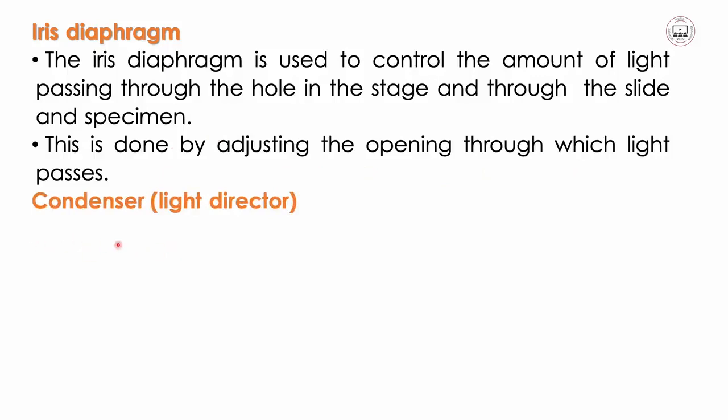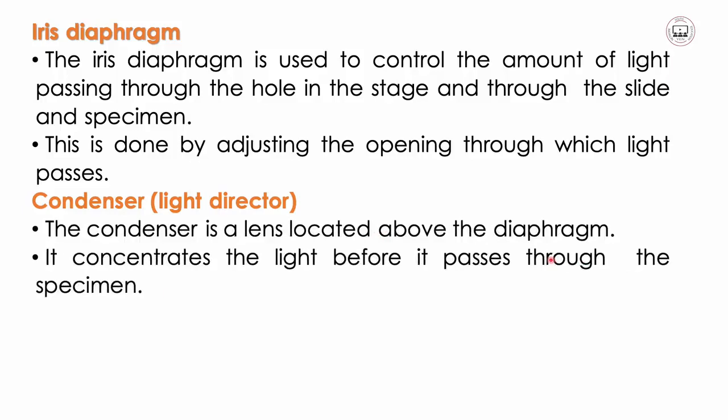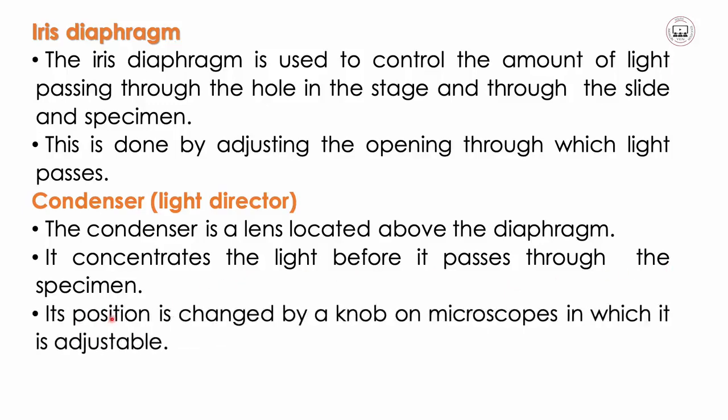The condenser, which is also called the light director. The condenser is a lens located above the diaphragm, and it concentrates the light before it passes through the specimen. Its position is changed by a knob on microscopes in which it is adjustable.